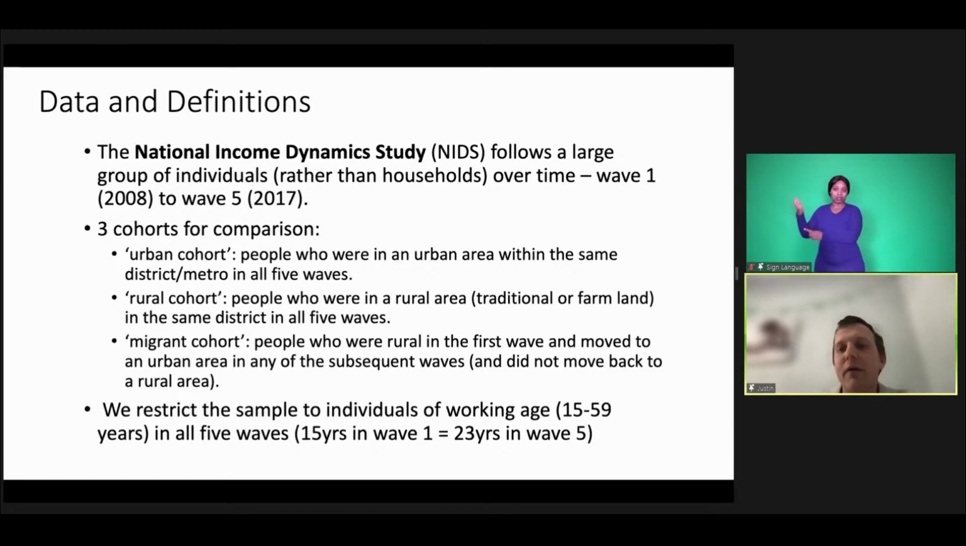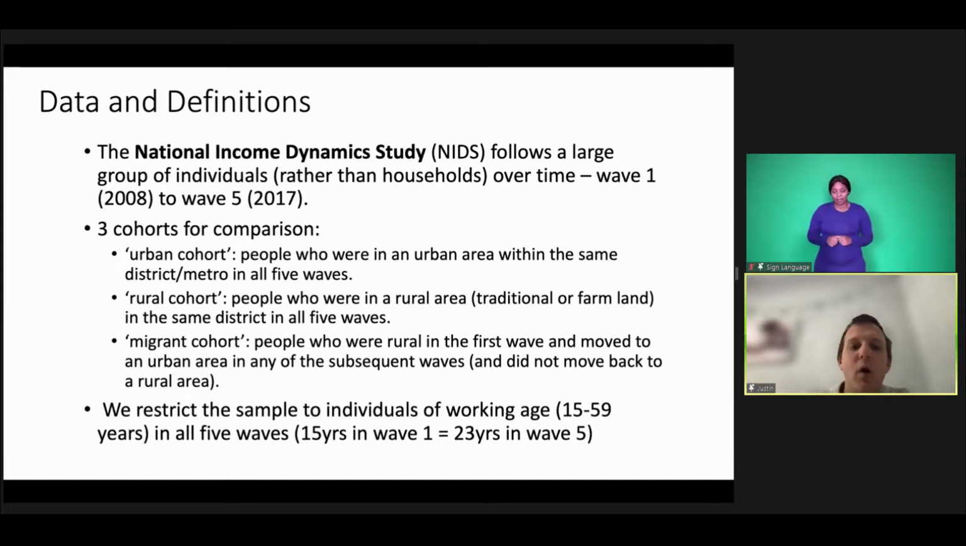Now, of course, within the migrant cohort, there's still the sort of circularity that could be taking place. Maybe we don't pick it up in the data. People could be remitting their income. And just to note, if you relax the assumptions around moving from a rural to an urban area and perhaps back to a rural area, the results are pretty much the same. So just to note that.